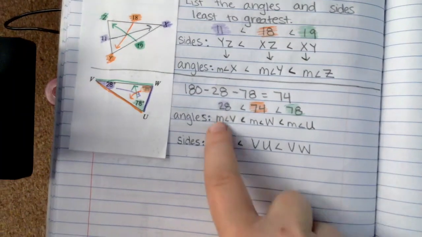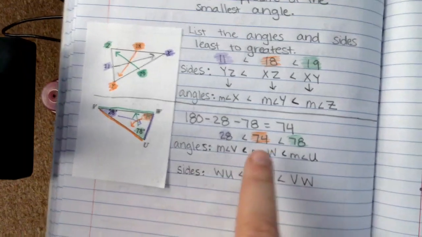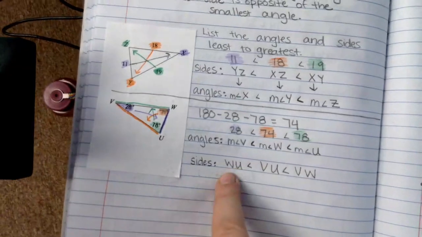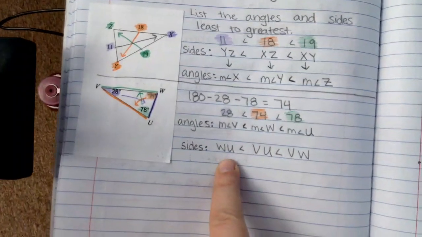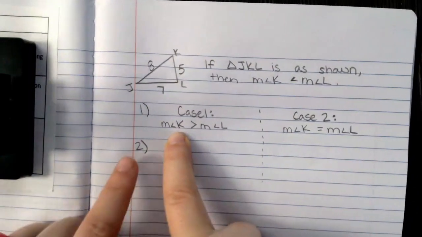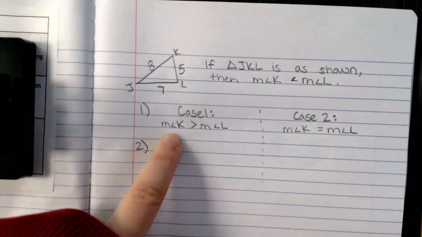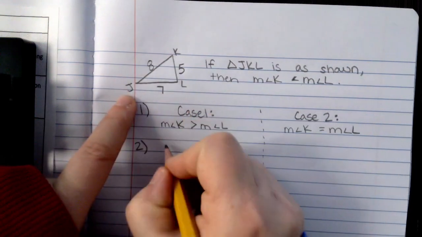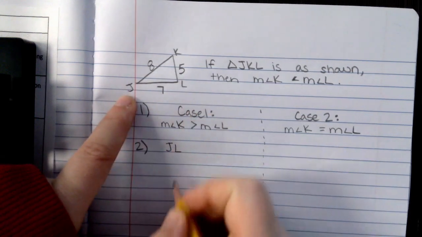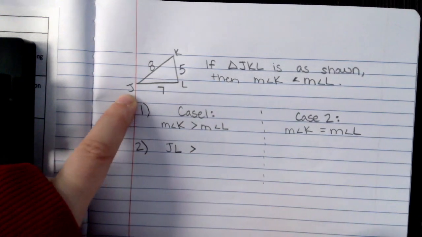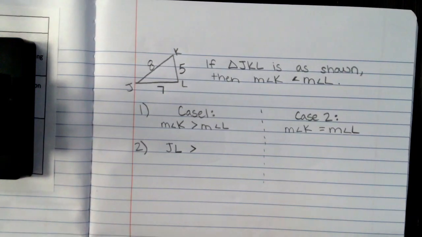All right. So we know it goes in the same order. So if it's a smaller angle, the side across is smaller. If it's a bigger angle, the bigger side is across. So if I know that angle K is bigger, what's the side opposite of angle K? JL is going to have to be bigger than what's the side opposite of angle L? JK. And that's our angle side relationship theorem.